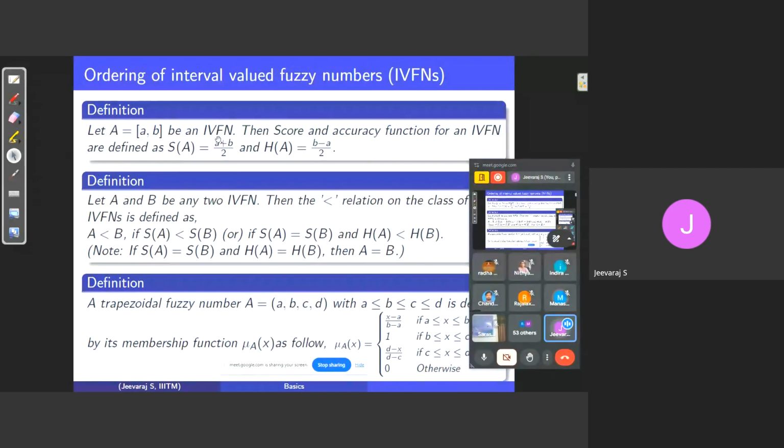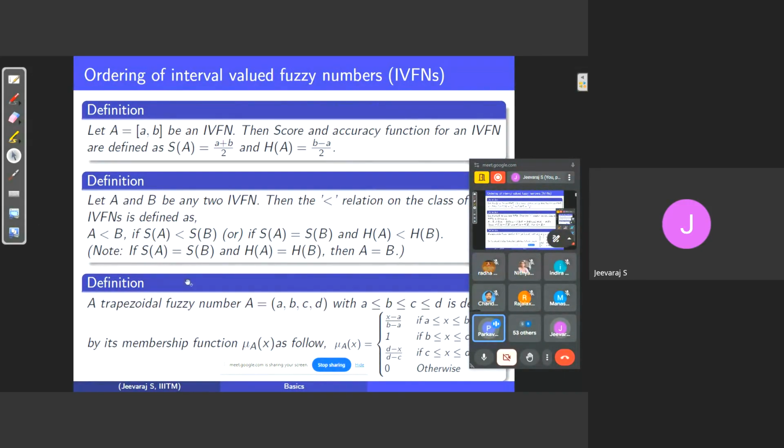That is the reason why we go for another score function. We define it in this way: (b - a) / 2. Now consider the same intervals, which were ranked equally. For [0.3, 0.4], it is (0.3 - 0.4) / 2, which is minus 0.1 divided by 2, so minus 0.05. What about [0.2, 0.5]? (0.2 - 0.5) / 2 would be minus 0.15. So minus 0.05 is greater than minus 0.15. Again, we can say that the first interval is greater than the second. This is how we can differentiate any two interval numbers.